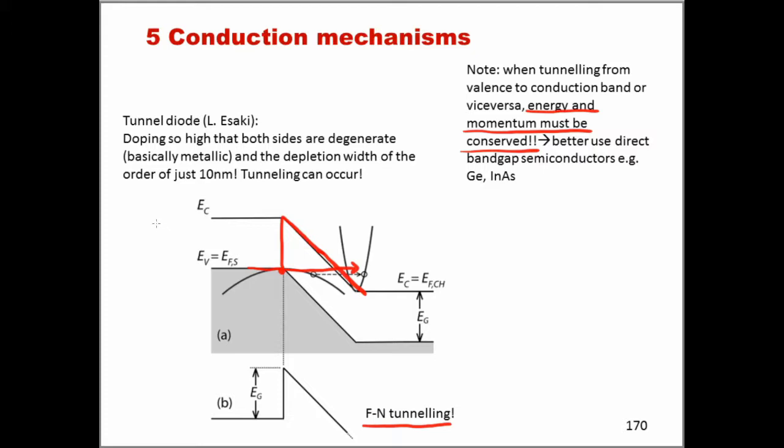Before we move to our next conduction mechanism, let me just spend a few words about what we said previously, that for the tunneling process to take place, we need to make sure that energy and momentum are conserved during the process. And as you see here, the statement I've put means that it is better to use direct bandgap semiconductors like germanium, indium arsenide, and so on. So let me just remind you what direct and indirect bandgap semiconductor means, and what the implications are in terms of tunneling in, for example, our tunneling diode.